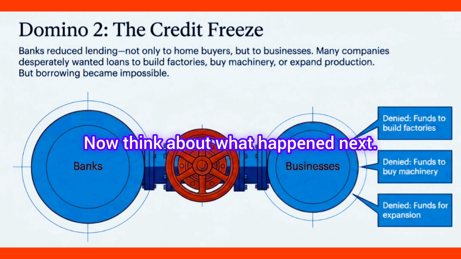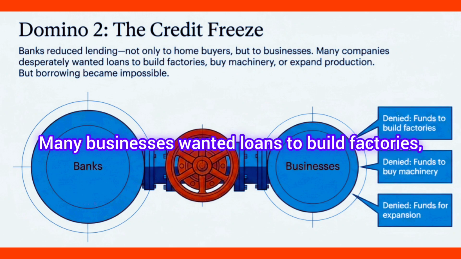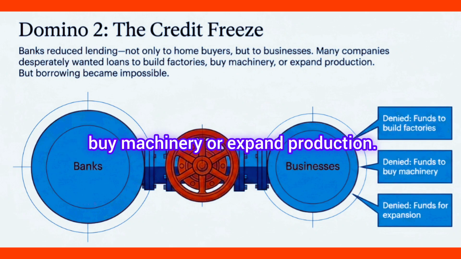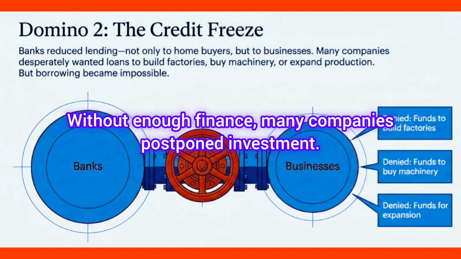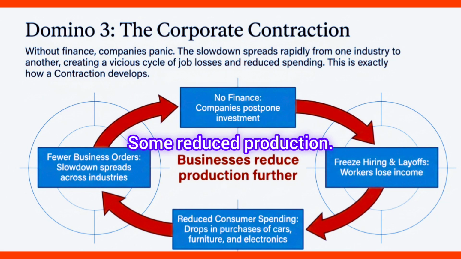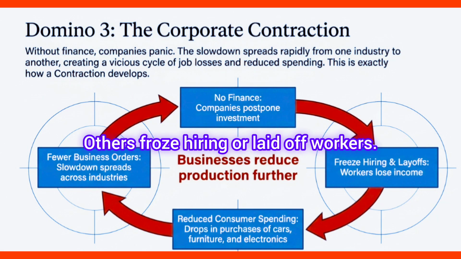Now think about what happened next. Many businesses wanted loans to build factories, buy machinery or expand production. But borrowing became much more difficult. Without enough finance, many companies postponed investment. Some reduced production. Others froze hiring or laid off workers.